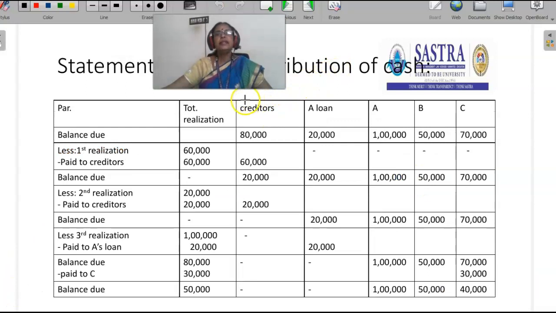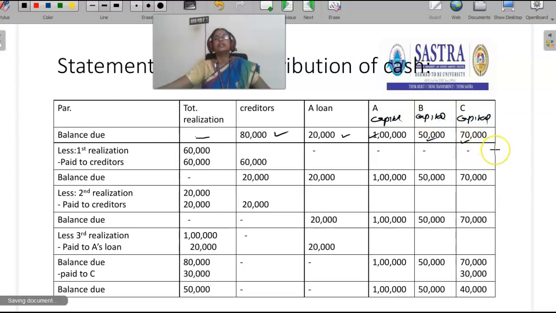Then we will see how the firm is distributing the realization amount. First, balance due. No cash in hand and cash at bank, so nil. Here creditors are 80,000 rupees, A's loan is 20,000, A's capital is 1 lakh, B's capital is 50,000, C's capital is 70,000. So this is the capital amount.